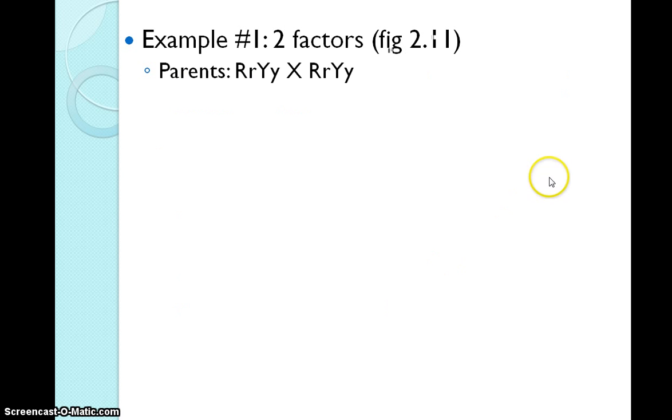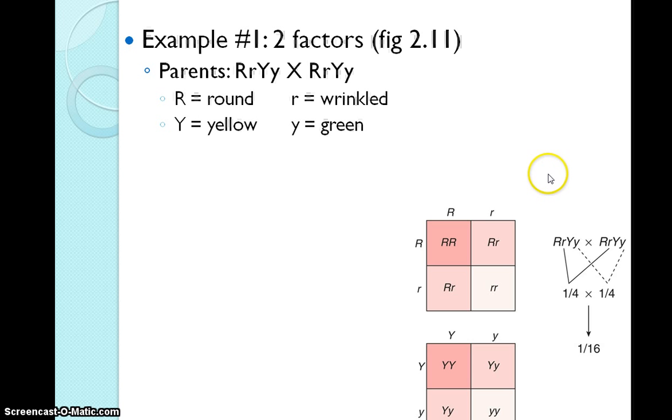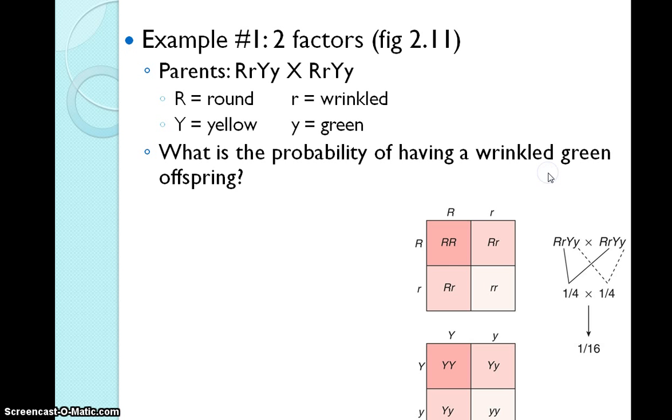Here's another example. Let's do this together. We have two factors, and our parents are big R, little r, big Y, little y. The other parent is big R, little r, big Y, little y. Here are the Punnett squares for those parents. Big R, round; little r, wrinkled; big Y, yellow; little y, green. What is the probability of having a wrinkled green offspring?